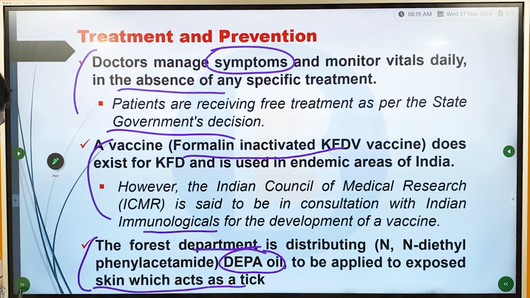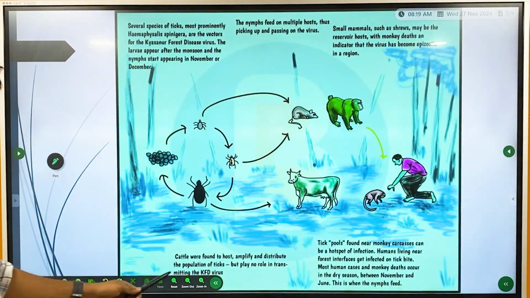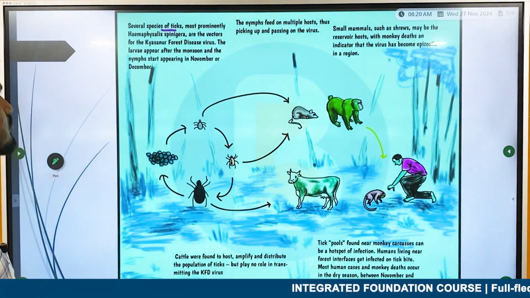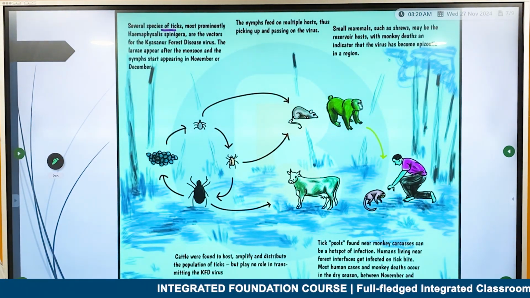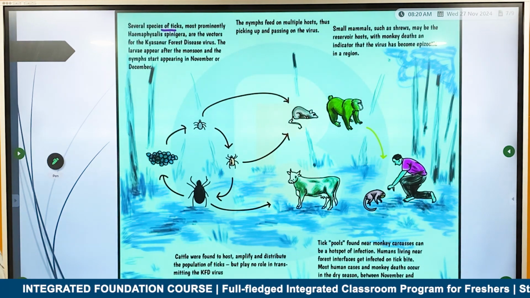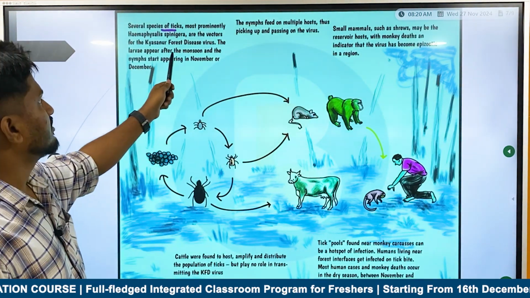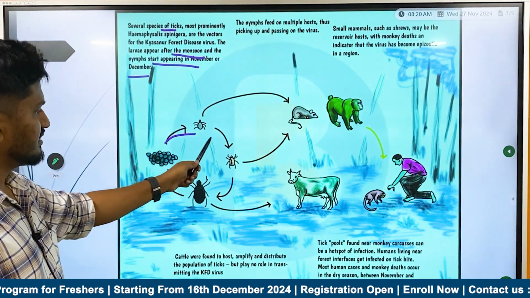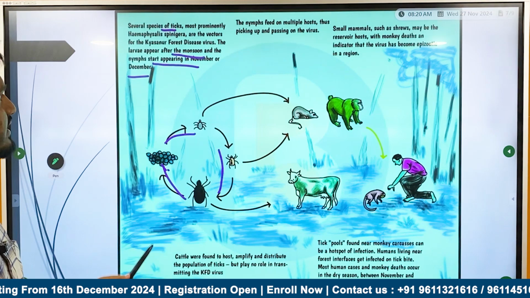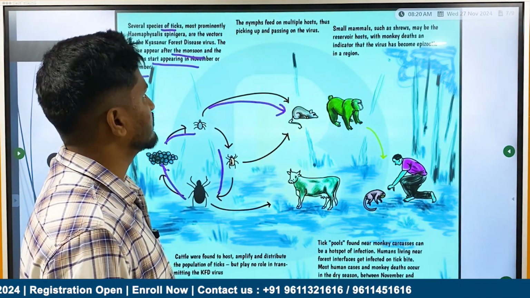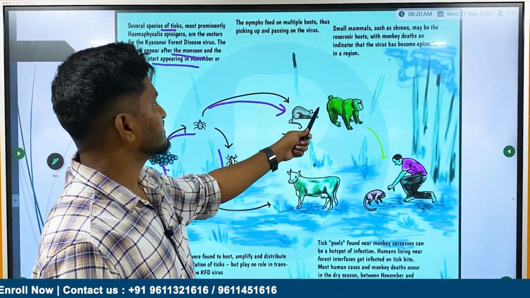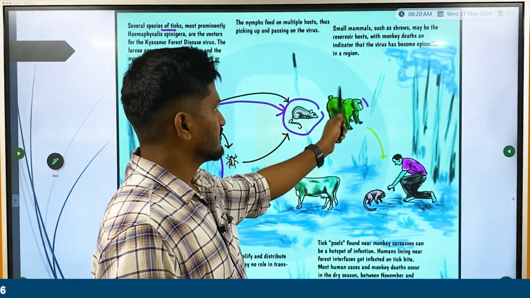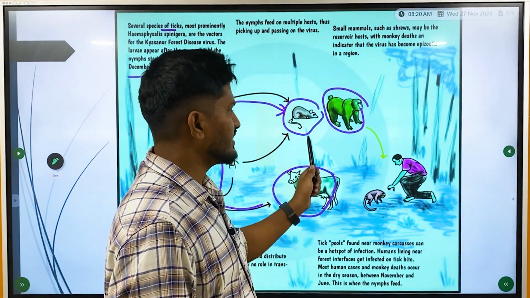Okay, hope this is clear. And so this is how the transmission happens. Okay, species of ticks, most prominently Haemaphysalis spinigera, are the vectors for KFD. The larvae appear after the monsoon and the nymphs start appearing in November. So these are the larvae and the nymphs, and they will keep laying eggs. And these nymphs feed on multiple hosts, thus picking up and passing on the virus. So they are going to infect rodents, monkeys, cattle, and other animals.